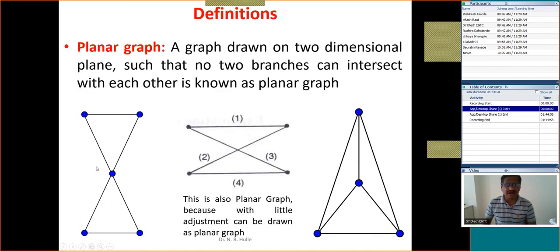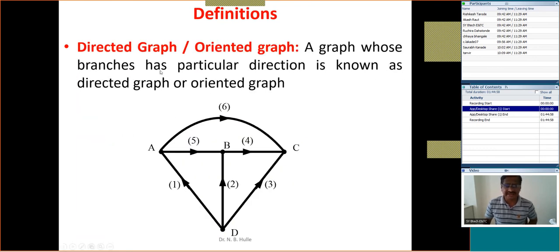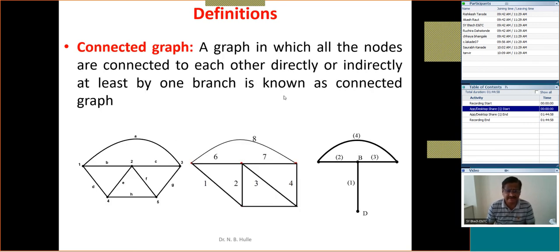How is the definition of the planar graph or non-planar graph and the directed graph? A graph whose branches have a particular direction is known as a directed graph or oriented graph. In the examination also, many times they ask definitions related to these simple points, as well as complex solutions. I will discuss the complex solutions later on, one by one. First I am trying to introduce this topic and its terminology. Is it right?